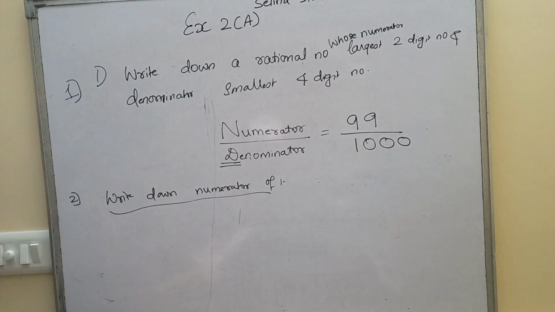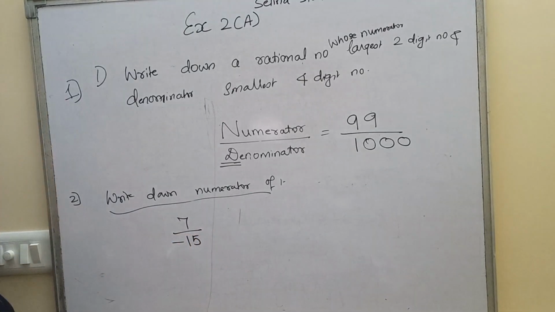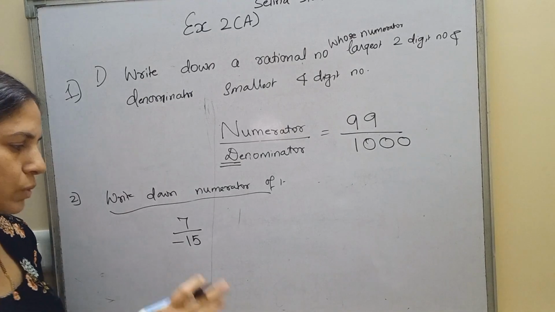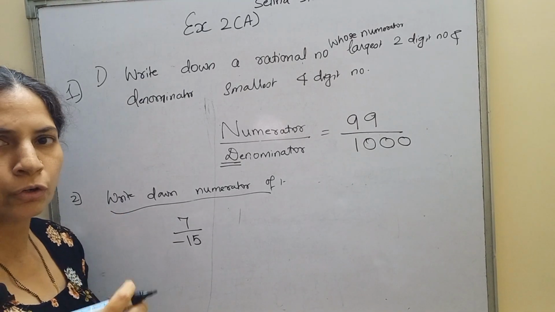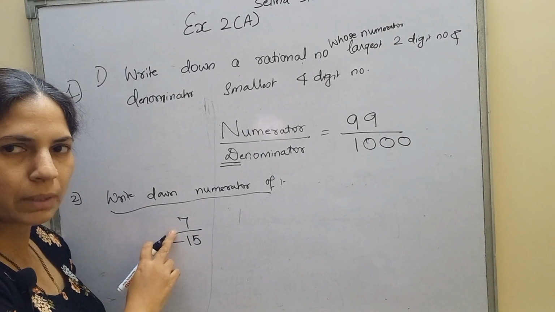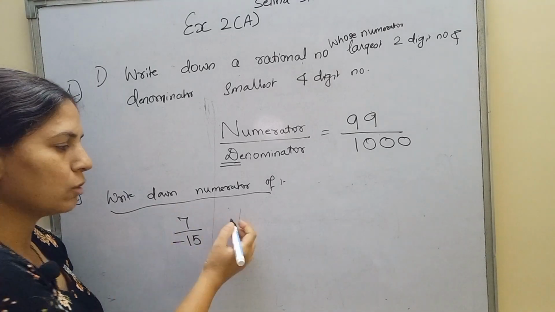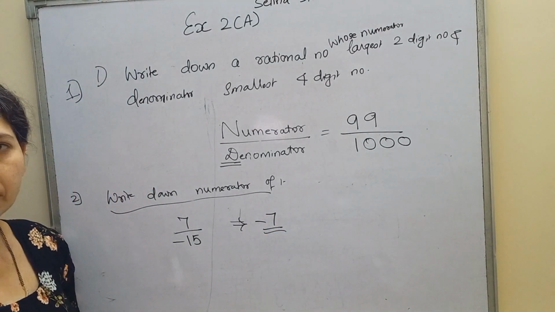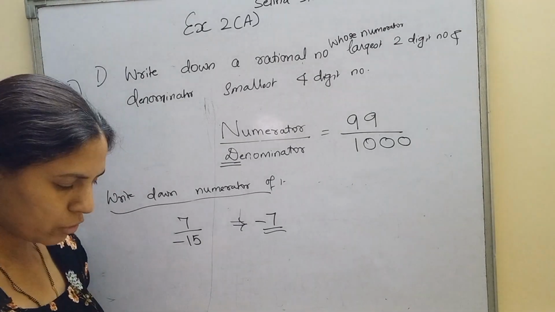Write down the numerator of 7 upon minus 15. See, the question is a bit tricky. It's a very small thing they are hiding which you should know. Now see, whenever there is a minus sign, whether it be in a numerator or in a denominator, it is always of the numerator only. So the numerator would be minus 7, not 7. Got it? Even if the denominator is in minus, it will come in the numerator.